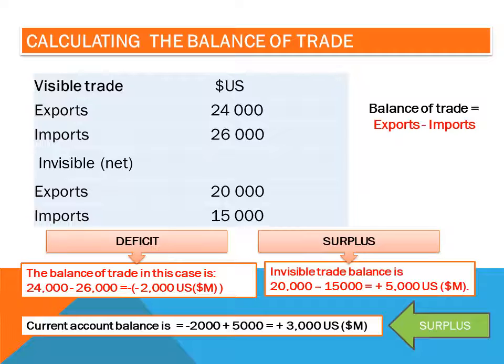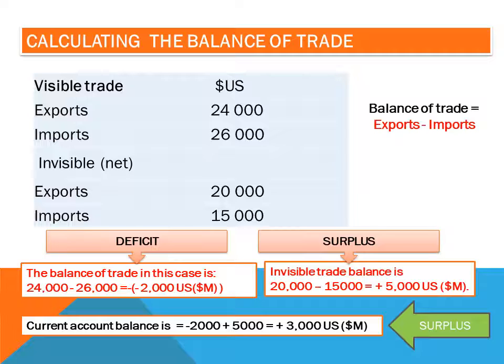24 minus 26 gives you a negative 2,000, and this is recorded in millions, so that's why there's an M here. All right, so $2,000 million deficit, right? Because the country traded more in imports than exports.